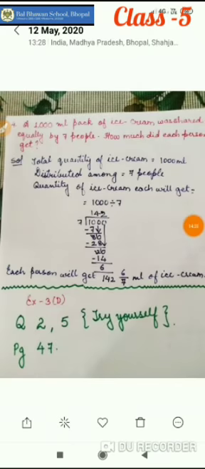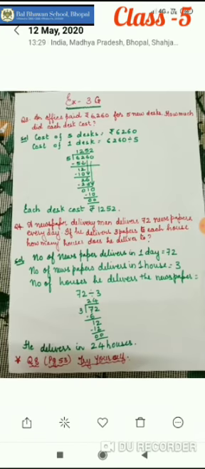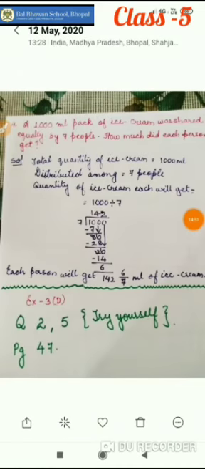Now the fourth question, a 1000 ml pack of ice cream was shared equally among 7 people. How much will each person get? Whenever they are asking about each person, you have to divide. So total quantity of ice cream is 1000 ml, distributed among 7 people. Number of people are 7. Quantity of ice cream each will get, how many?